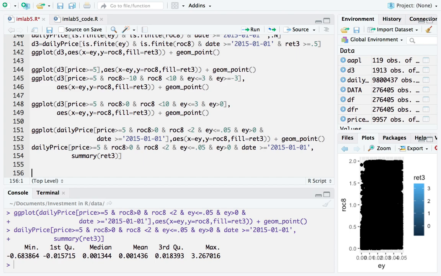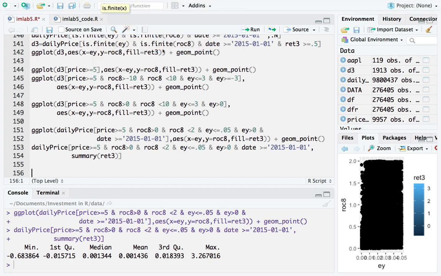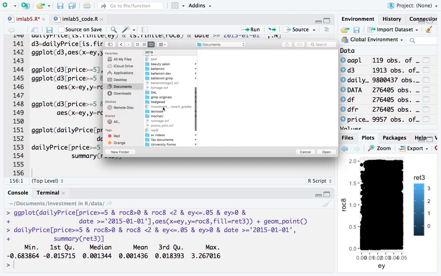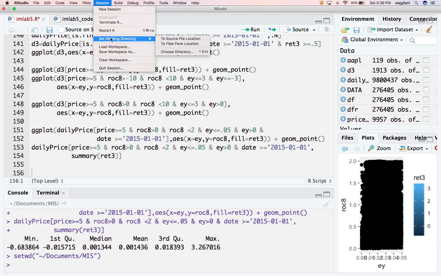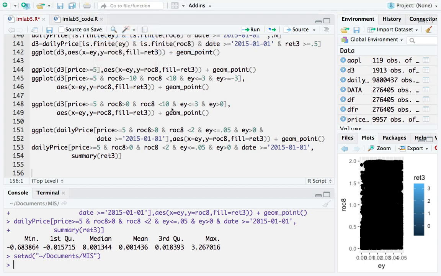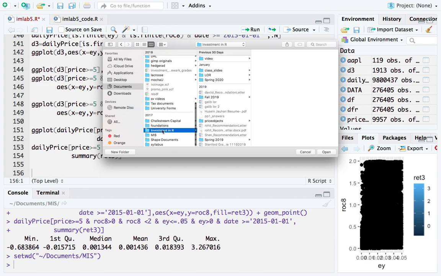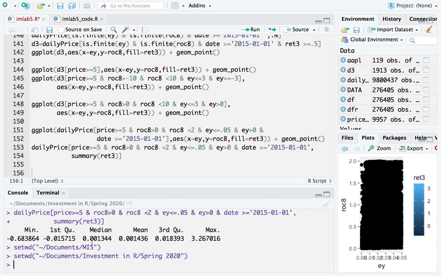So I'm going to save this in my directory. I'm going to do Session, Choose Directory, and choose my class, Spring 2020 for investment. Let me make sure I'm in the right one. Nope, let's go back. I chose the wrong one. Documents, investment modeling, Spring 2020. Perfect. Now I'm setting my directory, and you'll see that change over here to this semester's class.